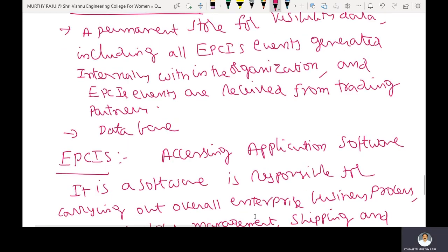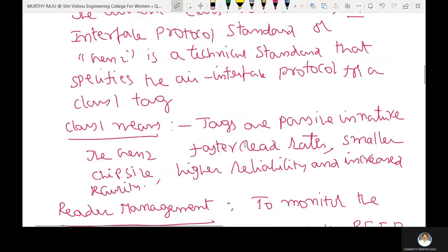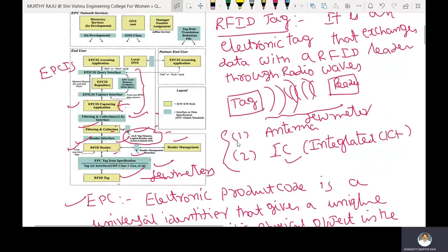Coming to the EPCIS query interface. This one is an EPCIS capture interface, EPCIS capturing application, EPCIS repository, EPCIS accessing application. Coming to this one, the EPCIS query interface.